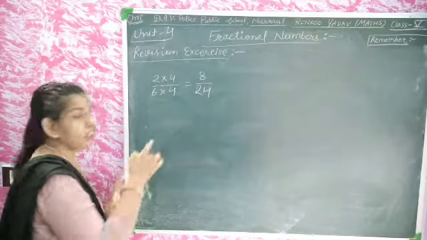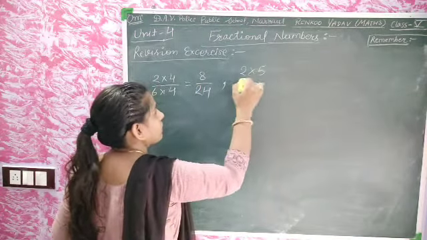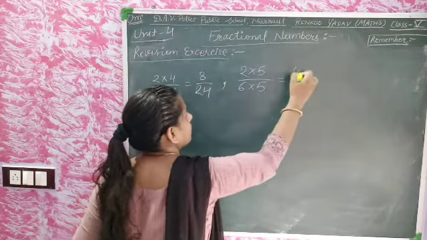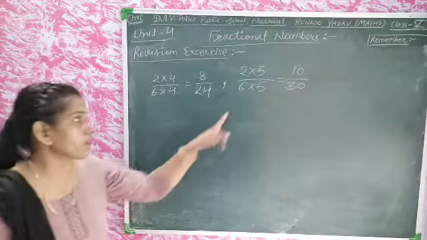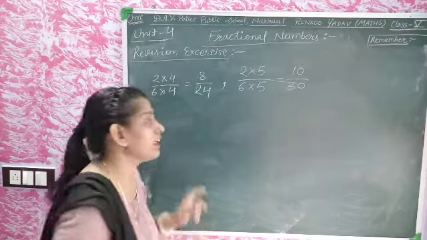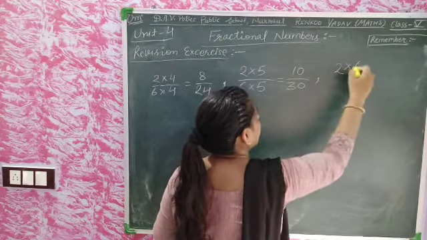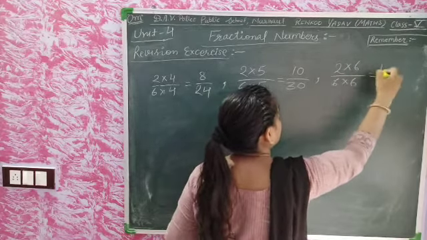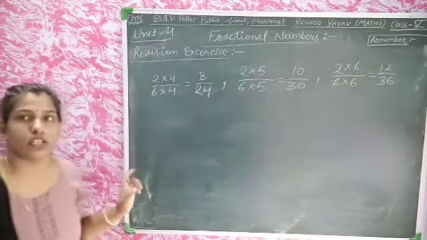It will come here. To find the next number, what will we do? 2 is multiplied by 5, 6 is multiplied by 5, and 2 fives are 10 and 6 fives are 30. What do we have? 10 by 30, the equivalent fraction. And to find the next equivalent fraction, we will again multiply by 6. 2 sixes are 12 and 6 sixes are 36. It's the next equivalent fraction.